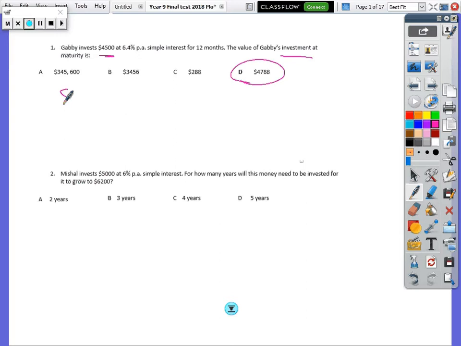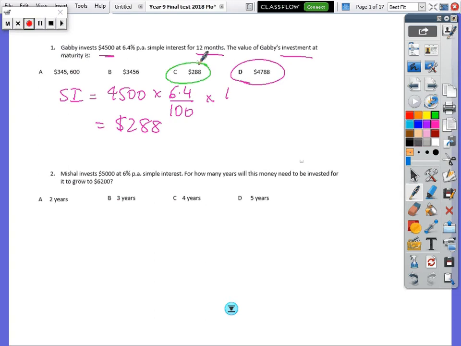So what we do is we work out the simple interest: 4,500 times 6.4 over 100 times 1 year, and that equals 288. And if you pick that 288, that's the value of the interest, but that's not the value of the investment. Okay, next one.